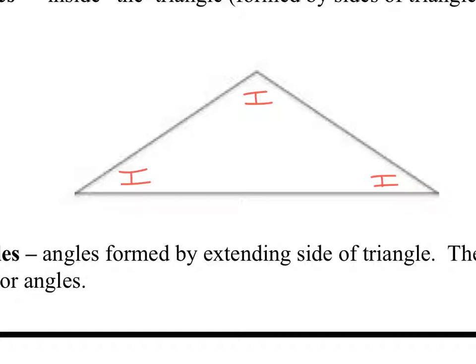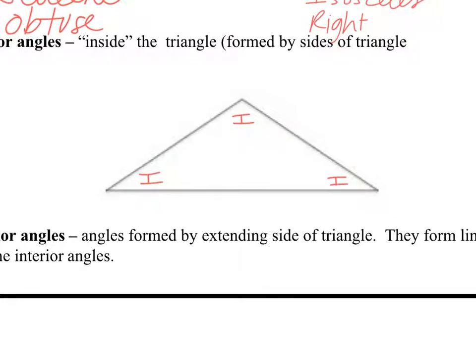Exterior are a little different. If you take the sides of the triangles and you extend them, then you get exterior angles. So I'm going to make 3 exterior angles. These ones right here, I'm going to mark them in blue. These are your exterior angles. And you notice they're made by extending the sides, and then they make a linear pair with the interior angle.